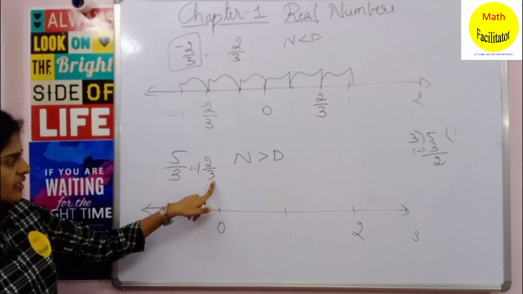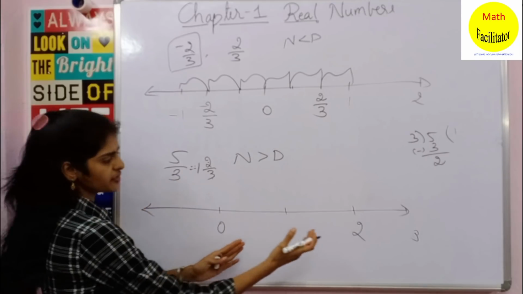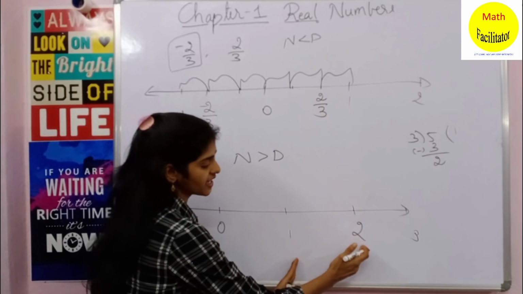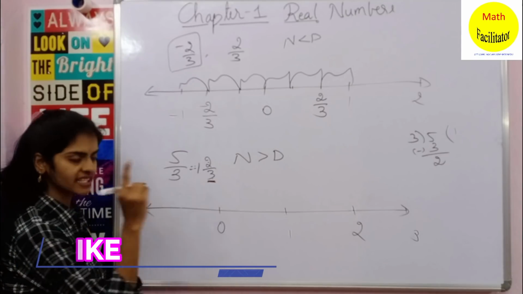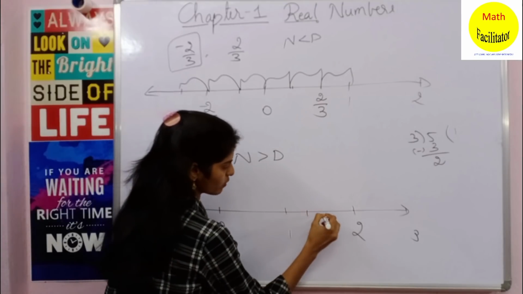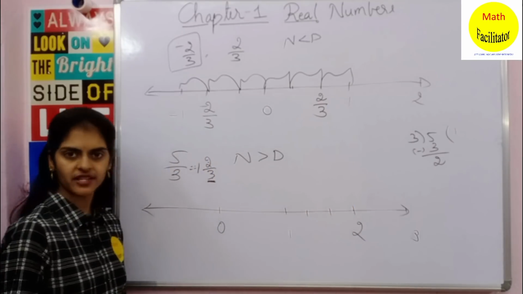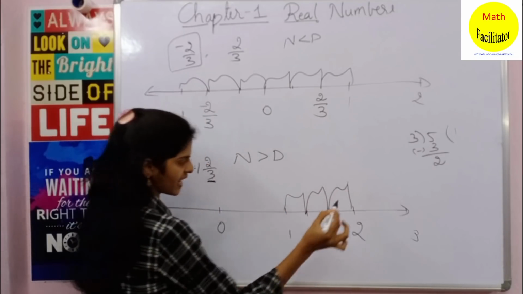Now if you look here, it is 2 by 3, which means the unit distance between 1 and 2 has to be divided into how many parts? 3 parts. The denominator is 3, so you have to divide between 1 and 2 into 3 parts. So 1, 2 and this is the third part. Clear? So this is part 1, part 2 and part 3.